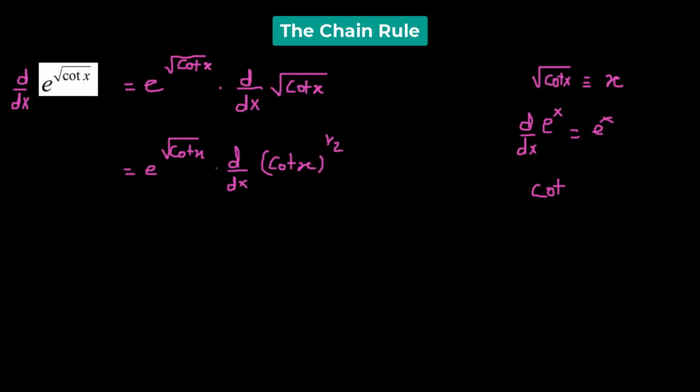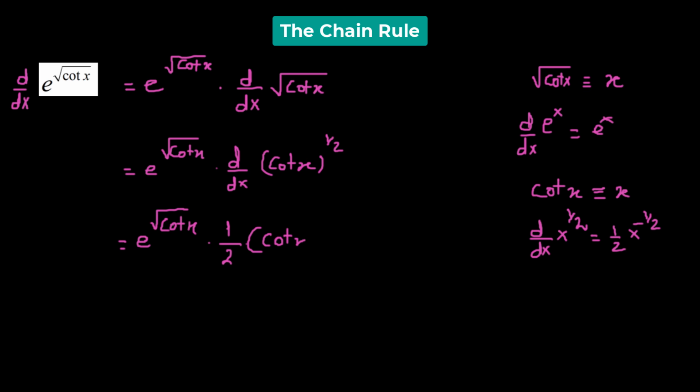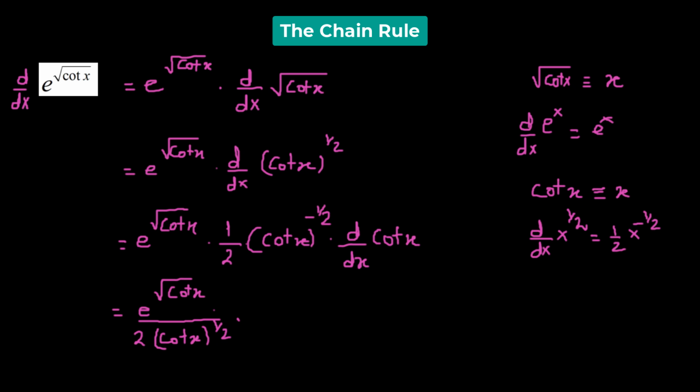Now we're going to make another assumption that cot of x is equivalent to x, so that we have to find the derivative of x raised to the power of half. That gives us half x raised to the power of negative half. So we will have e raised to the power of square root of cot of x times, applying the power rule, half multiplied by cot of x raised to the power of half minus 1, which is negative half, times the derivative of our assumption, which is cot of x. That gives us e raised to the power of square root of cot of x divided by 2, taking cot of x raised to the power of negative half to the denominator. So we have cot of x raised to the power of half, times the derivative of the cotangent function, which is negative cosec squared x. So this is the final derivative of e raised to the power of square root of cot of x. Let's move on to the next one.